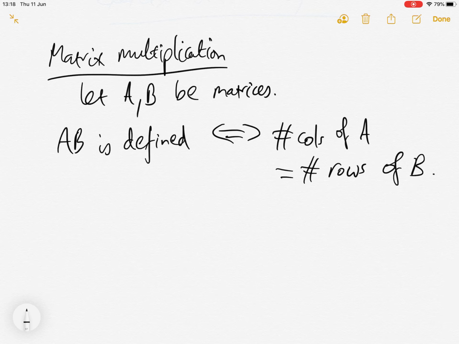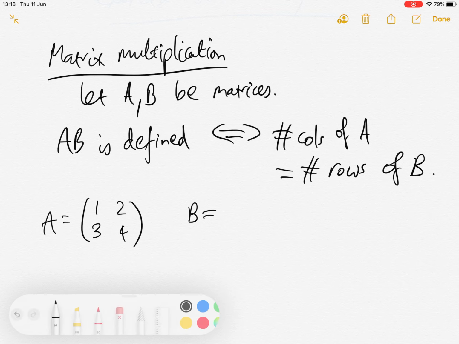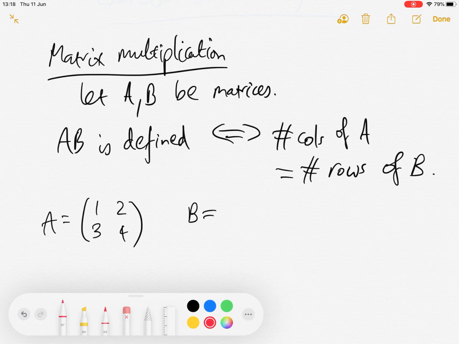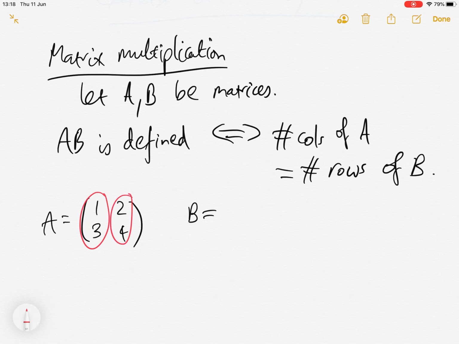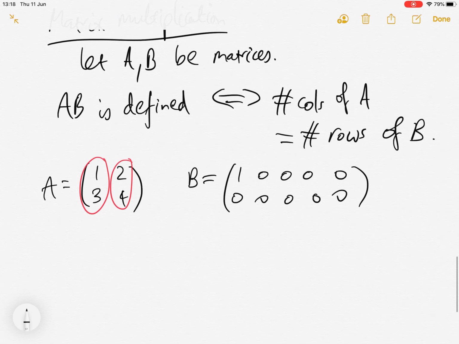So if we had something like A is 1, 2, 3, 4, then in order to multiply, how many columns does A have? It has 2, doesn't it? One column here, another column here. So B has to have 2 rows, and it can have as many columns as we like. It could be something like this. So here's a nice matrix B, and now we can multiply these. We couldn't multiply if B had a different number of rows.